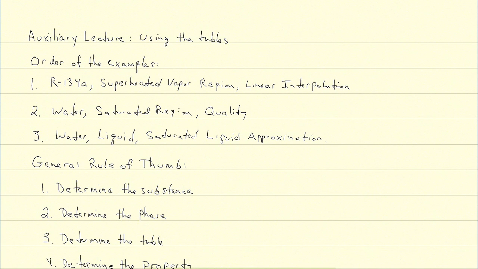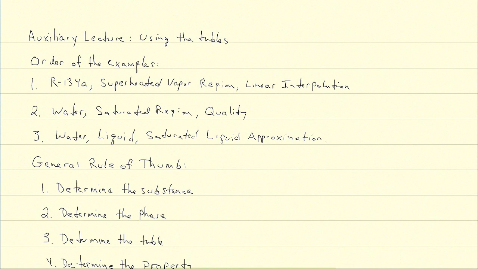The first example that I'm going to do is an example of R134A. Remember, that's the refrigerant substance. We're going to be looking up properties of it in the superheated vapor region, and I'll show you how we determine that. And we're also going to make use of what we call linear interpolation, which is something that we'll have to be very familiar with this semester.